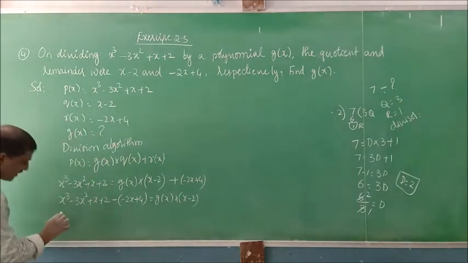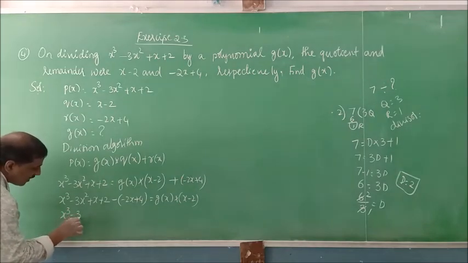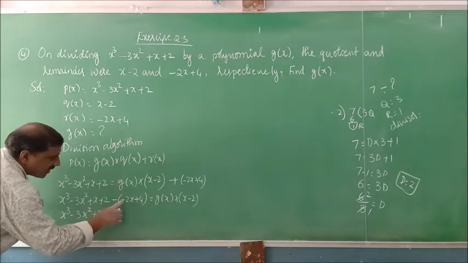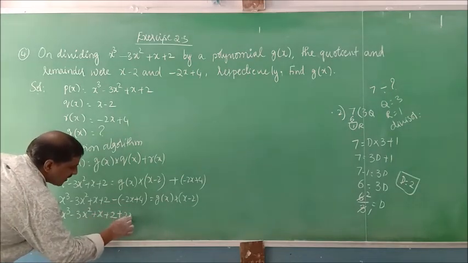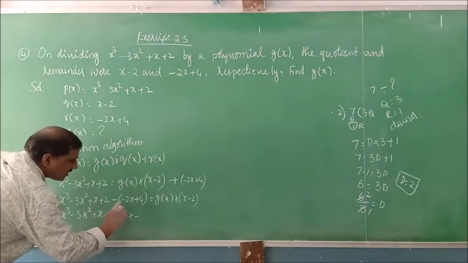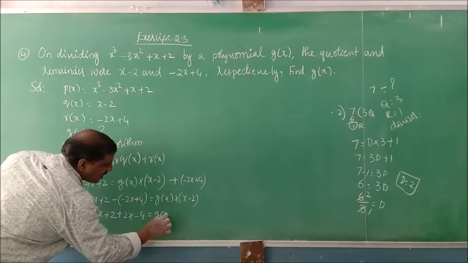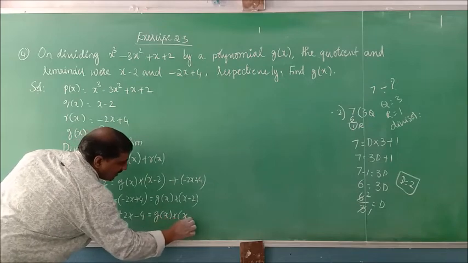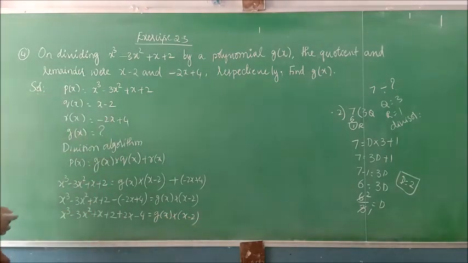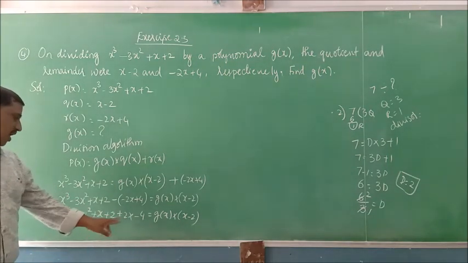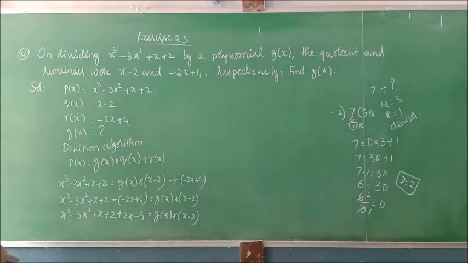Now simplify this. x cube minus 3x square plus x plus 2, minus into minus is plus 2x, minus into plus is minus, 1 into 4 it is 4. That is equal to g of x into x minus 2. Now identify whether any common terms are there here. x plus 2x, and plus 2 and minus 4 we have common terms. So there is no common term for x cube and x square.